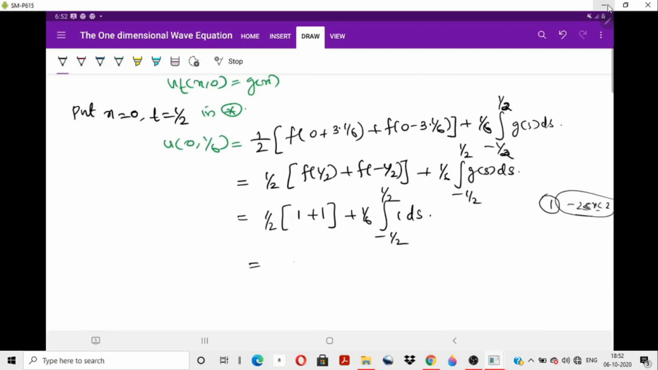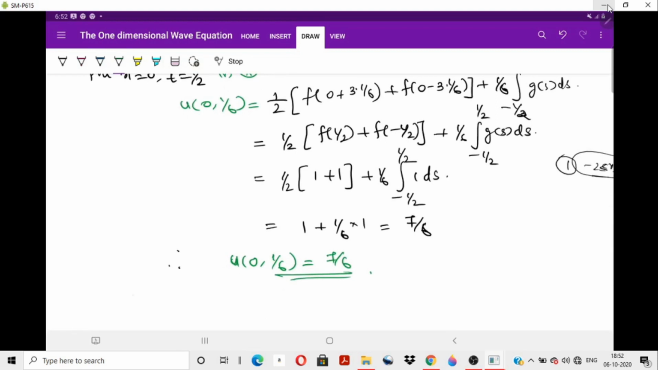So this is equal to 1/2 into 2/2, that is 1, plus 1/6 into s from minus 1/2 to 1/2, that is 1, which is equal to 7/6. Therefore u at (0, 1/6) is equal to 7/6.